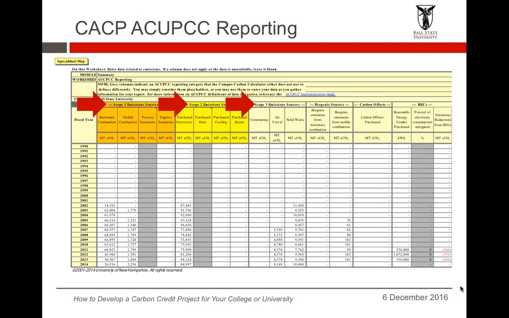And then Scope 3 is largely placeholder information that we have at the moment for our air travel and our solid waste stream. We don't document anything on commuting at this point. And then there are other things for research universities that might have biogenic emissions or other kinds of emissions associated with their research activity. And then on the far right, you see renewable energy credits.